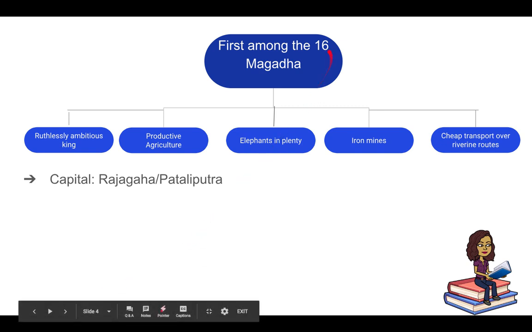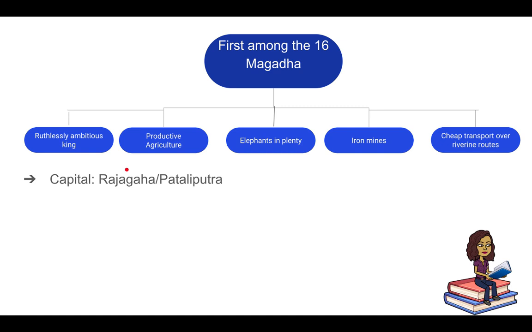Now, Magadha was first among the 16 Mahajanapadas. There were some reasons why Magadha emerged as the most powerful of the 16 Mahajanapadas. The first cause could be productive agriculture. Magadha was located close to the Ganga-Brahmaputra delta and, of course, along the Ganga Valley. We know that this is the most fertile region of India even today.